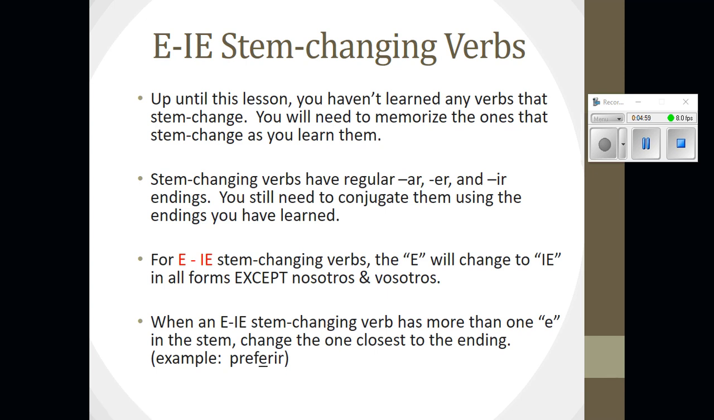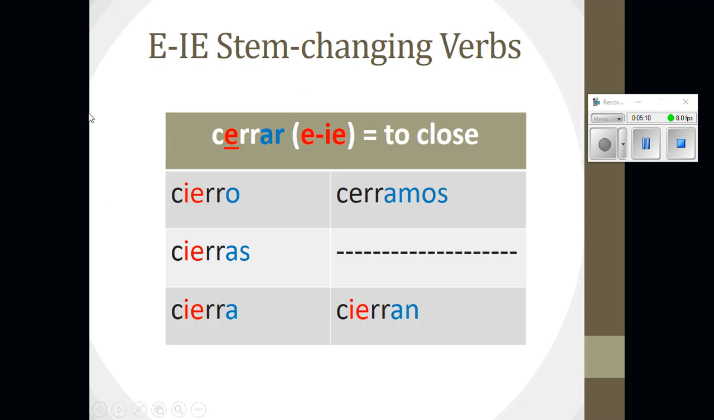Okay, except, remember, in nosotros and vosotros. This information is listed for part A on your note guide, so you don't have to fill that part in. The information is available.